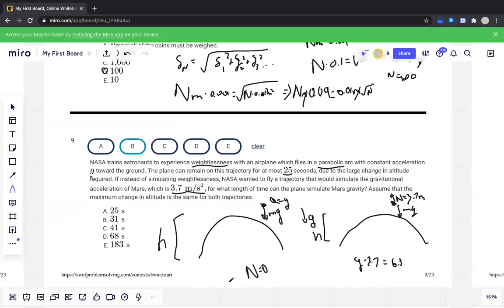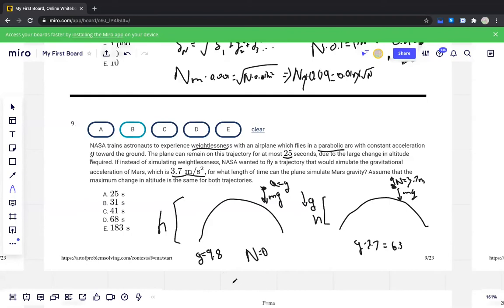Okay, so when it's experiencing weightlessness, the acceleration of the plane is 9.8 meters per second squared. But when it's trying to simulate Mars's gravity, it's going to be 6.3 meters per second squared. And suppose it was trying to simulate Earth's gravity, it would be 0 meters per second squared, because it would just have to fly straight, which is what we experience every single day because we're not accelerating.